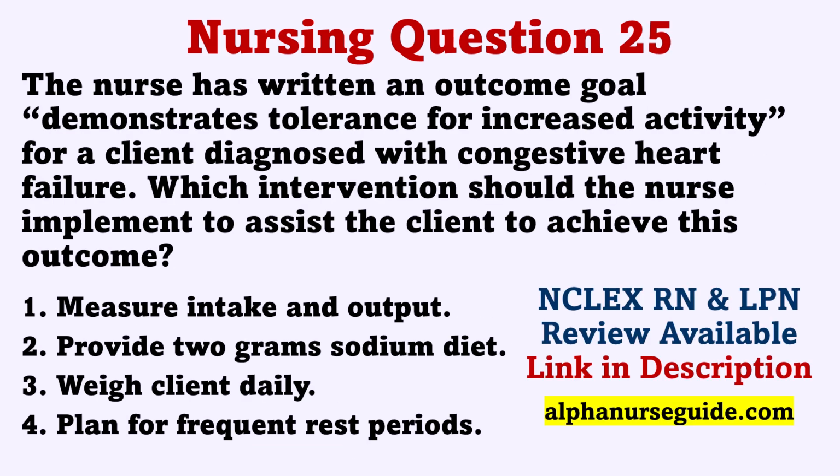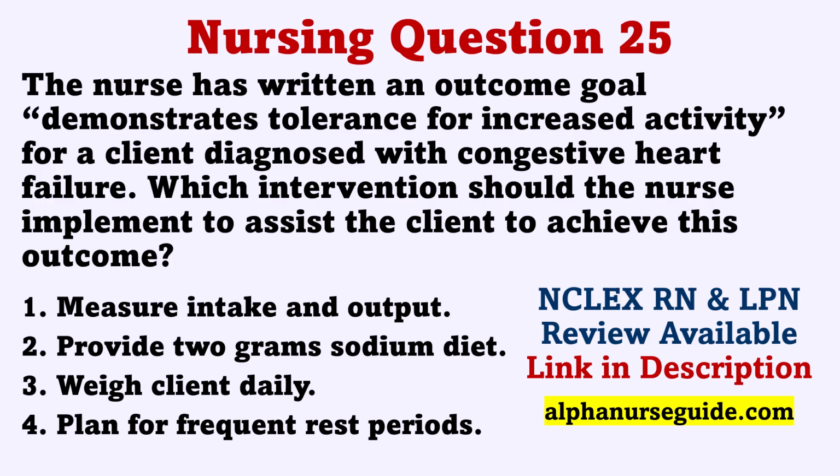The nurse has written an outcome goal, demonstrates tolerance for increased activity, for a client diagnosed with congestive heart failure. Which intervention should the nurse implement to assist the client to achieve this outcome? 1. Measure intake and output. 2. Provide 2 grams sodium diet. 3. Weigh client daily. 4. Plan for frequent rest periods.